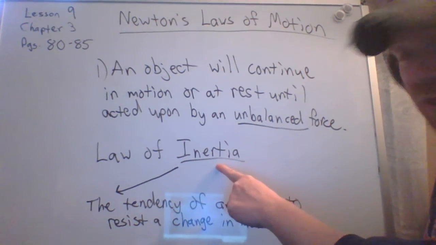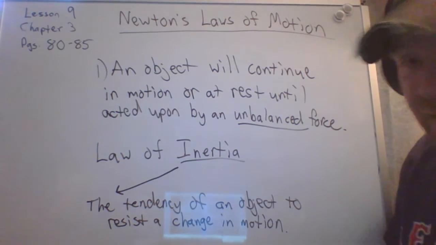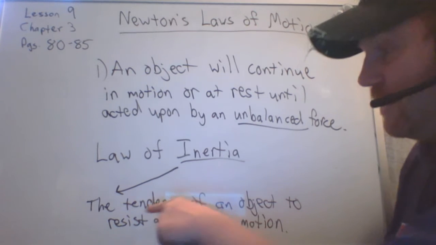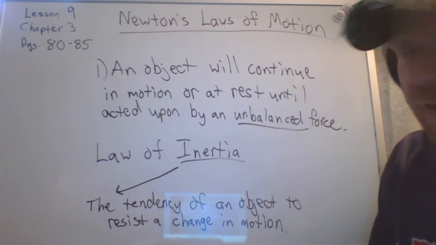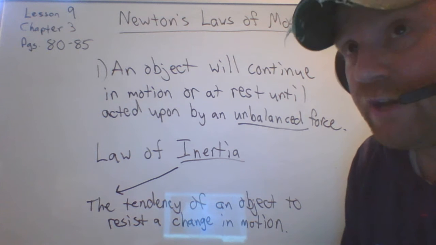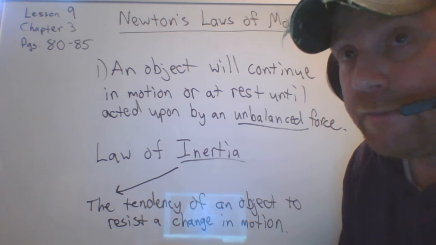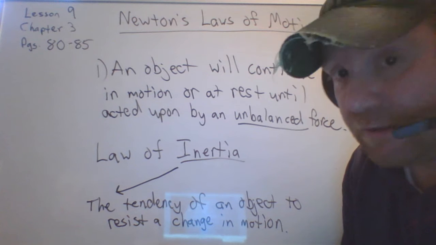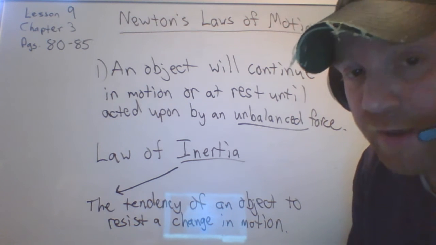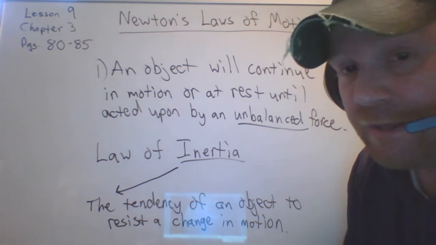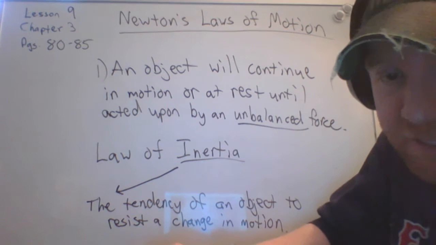Notice I have inertia underlined here, and I have a definition. It's in the book. Inertia is, the definition is, the tendency of an object to resist a change in motion. So basically, in a nutshell, objects want to move the way they're moving until something else, another force, an unbalanced force, acts upon it. Even if they're not moving, they're going to want to not move until an unbalanced force acts upon it.